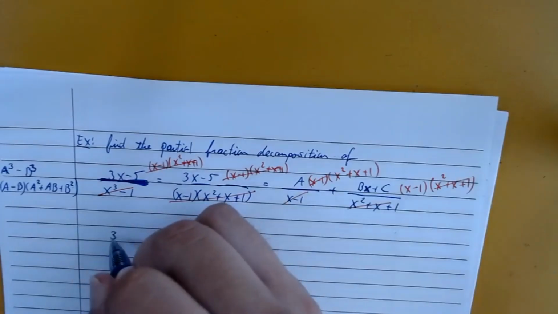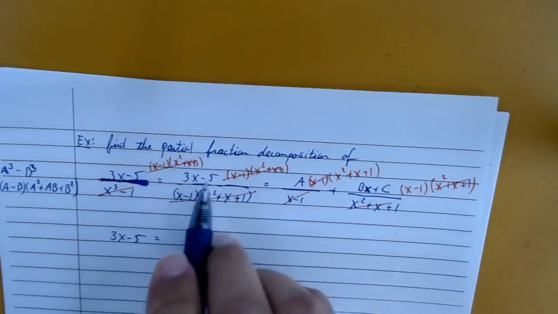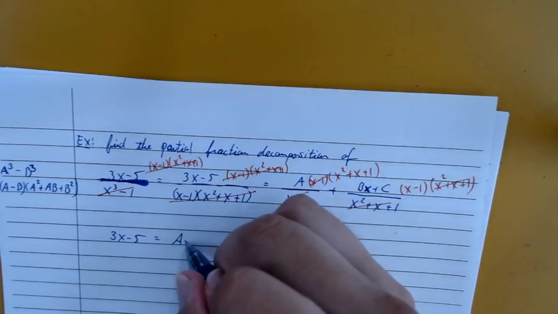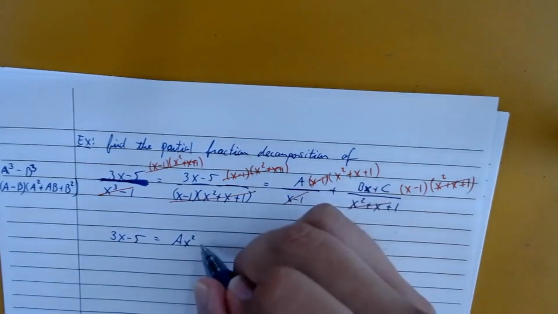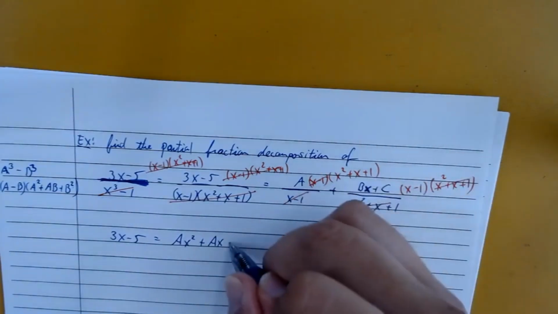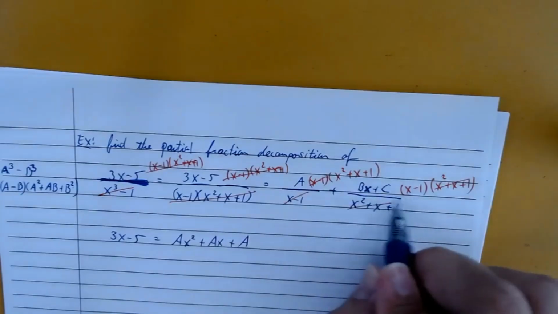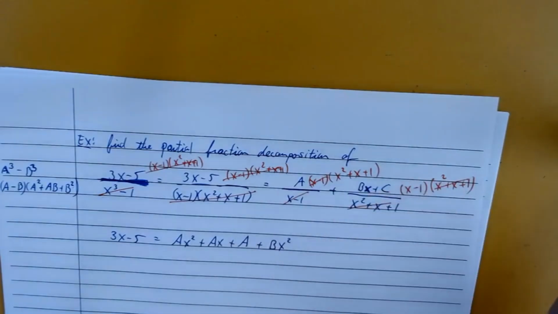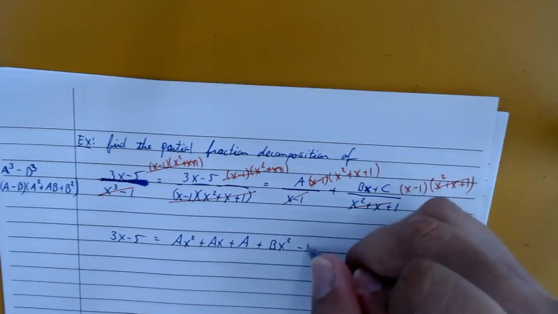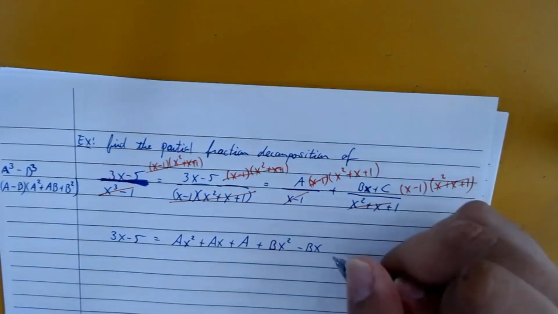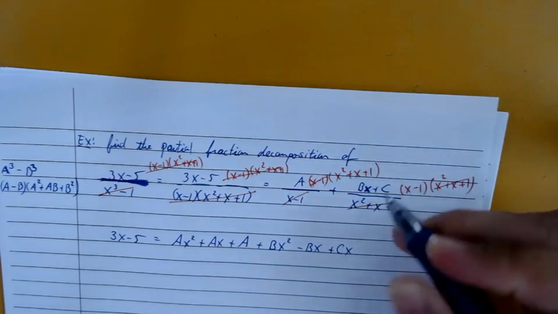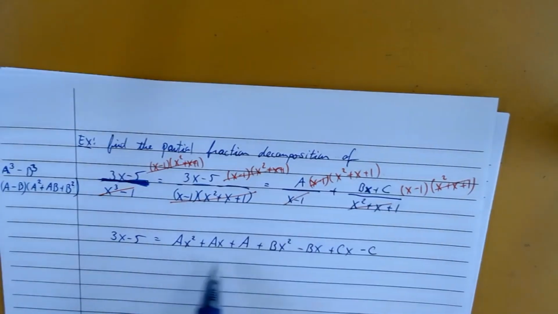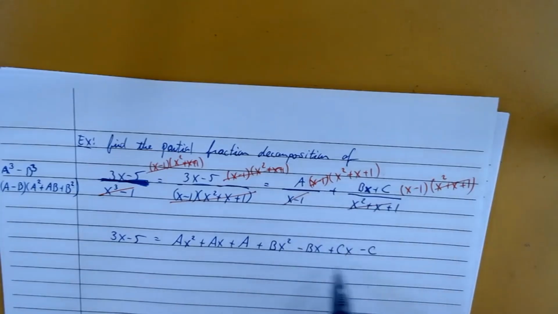So here that's going to give us 3x minus 5, that's your numerator, equals, well, here you can distribute your a to give you ax squared plus ax plus a. And over here, you can distribute these. Bx times x is bx squared. Bx times negative 1 is negative bx. c times x is cx, and c times negative 1 is negative c. So we distribute these 3 to give us those 3, and we distribute out these 4, giving us those 4.